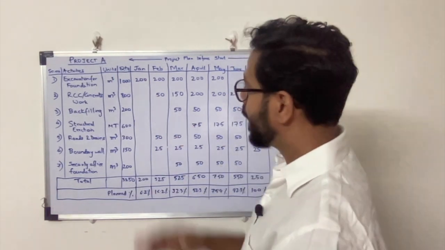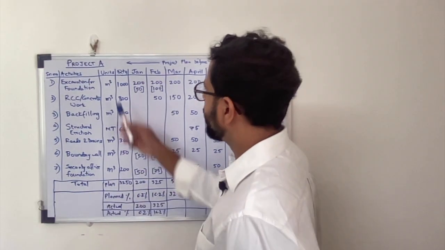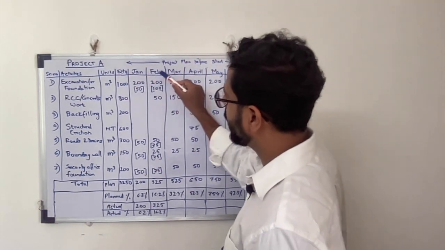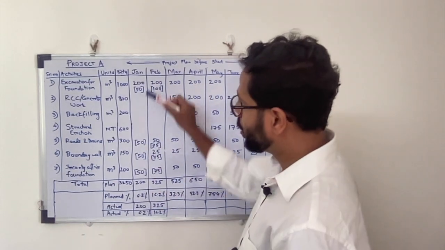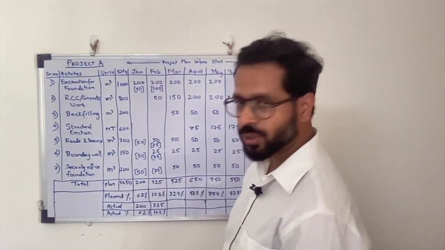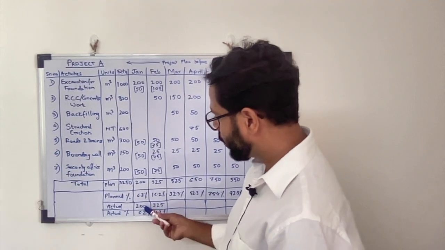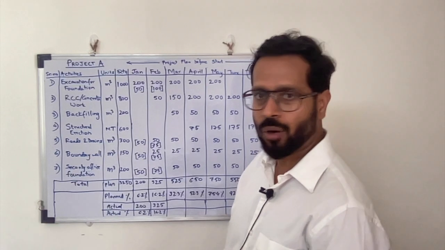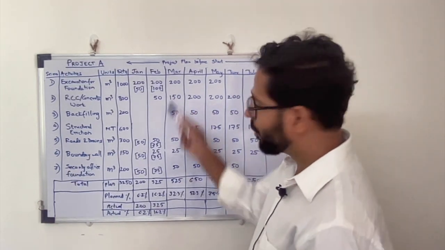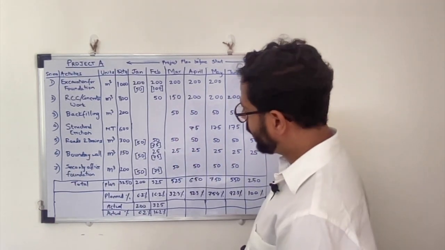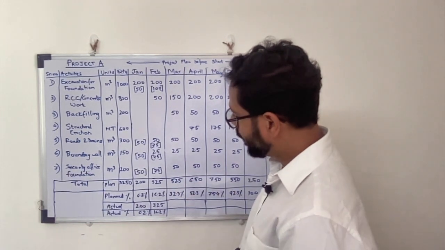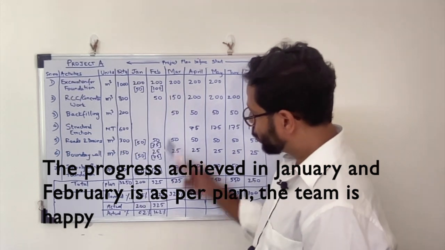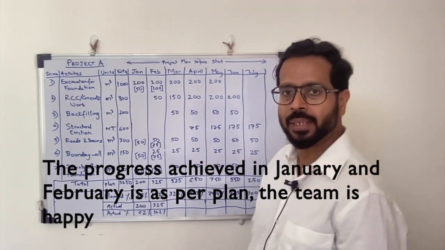The contractor is mobilized in the month of January. As you can see here, the project has started and 2 months have been completed, January and February. In the month of January, the planned progress was 200 units and 200 units have been achieved, which comes up to 6.2% of the project. At the end of February, when the team reviews, they find that what was planned, 325, has been achieved, 325 units. So the progress at the end of February is satisfactory.